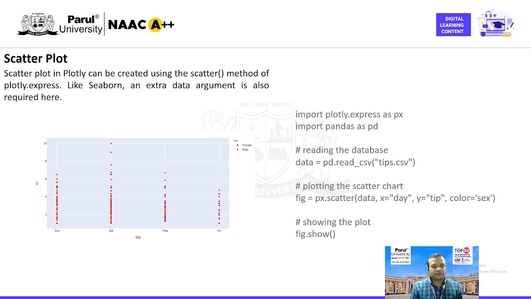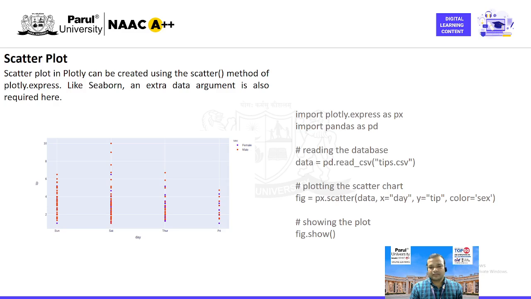So firstly we draw the scatter plot. The scatter plot with Plotly can be created using the scatter method of plotly.express, like Seaborn. Like Seaborn, an extra data argument is also required here. Firstly, we import plotly.express as px, then import pandas as pd, then read the database, data is equals to pd.read_csv, tips.csv.